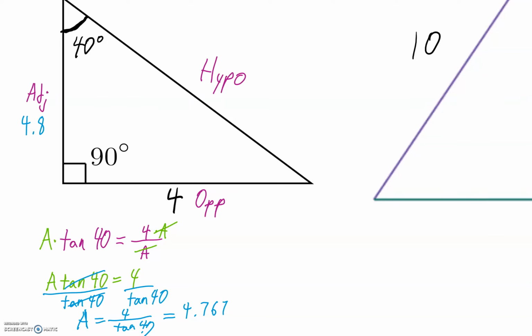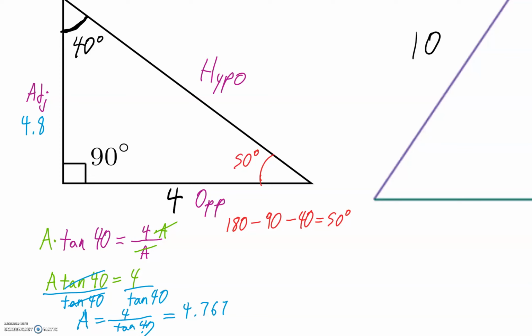Okay, the next part of it is we're going to have to find the hypotenuse, and we're going to have to find the other angle. Now, the other angle is actually going to be very easy because all the angles in a triangle add up to 180. So if we go 180 minus 90 minus 40, we're going to get our angle of 50. So that would be 50 degrees there.